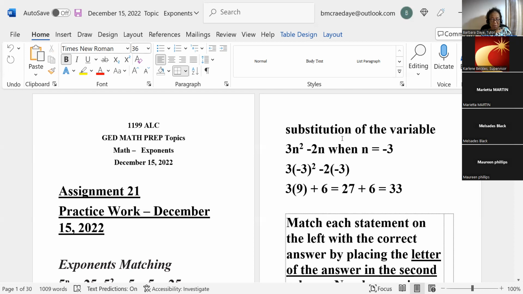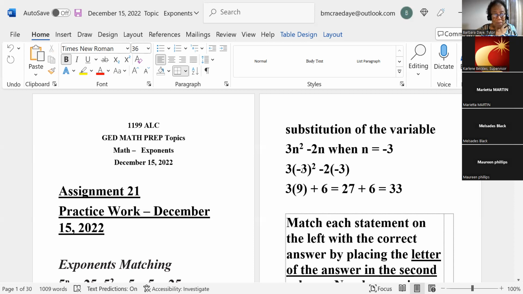n right here replaced by -3. Then you do the math. So I remove all the n and put -3. Yes, wherever you see that variable n, you put the -3. And the variable can be anything from A to Z. It's just that here it's an n. And then you do the math.